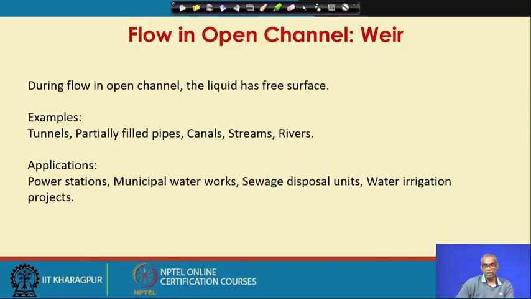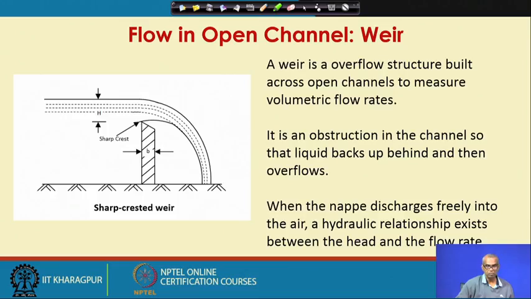There are several useful applications of flow meters in flow in open channels such as power stations, municipal water works, sewage disposal units, water irrigation projects, etc. We will talk about a flow meter called weir, which can be used to measure volumetric flow rate in flow in open channel. A weir is an overflow structure built across open channels to measure volumetric flow rate.